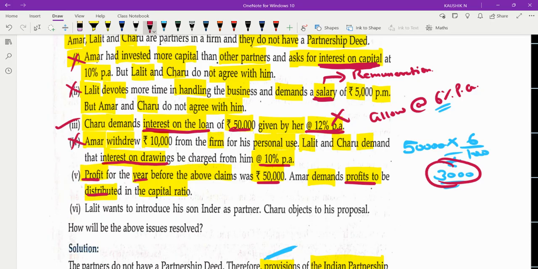I repeat it: if you have profit, then all such interest will reduce our profits. Whereas if you have a loss, then all such charges will increase our loss. Able to understand? Profits will reduce, and if there is a loss, it will increase the loss. Those items which we are considering as a charge against profit. Clear?